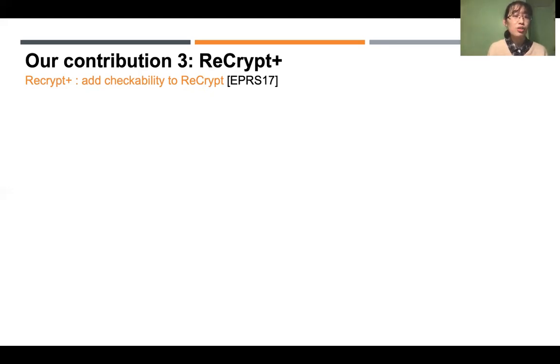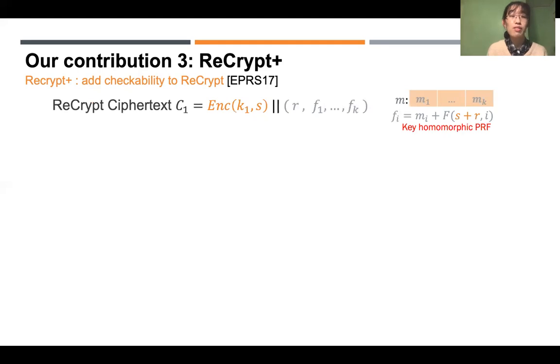As the name implies, ReEncryption Plus is built from the existing UE scheme ReEncrypt and adds the checkability. The ReEncrypt scheme is CPA secure and re-encryption indistinguishability secure in the restricted models. Here is the ReEncrypt ciphertext. It's also a kind of combination with secret sharing. The difference is the data encryption key, F1 to Fk. ReEncrypt achieves this data encryption with a special tool called the key homomorphic PRF, which enables the update of the data encryption key. Now we need to add the checkability.